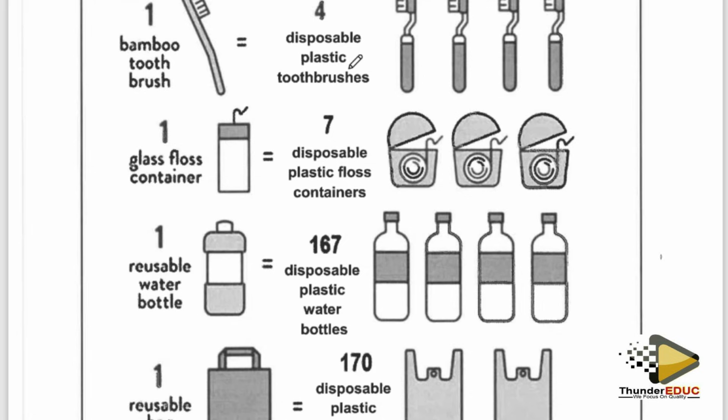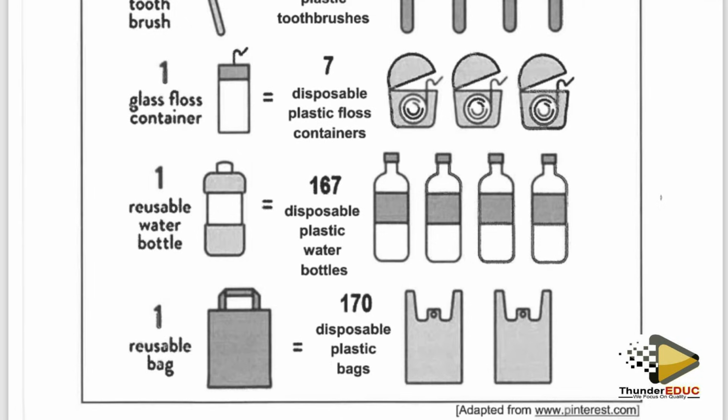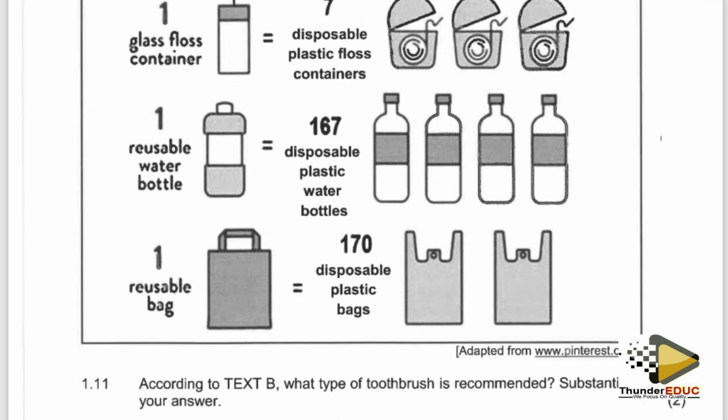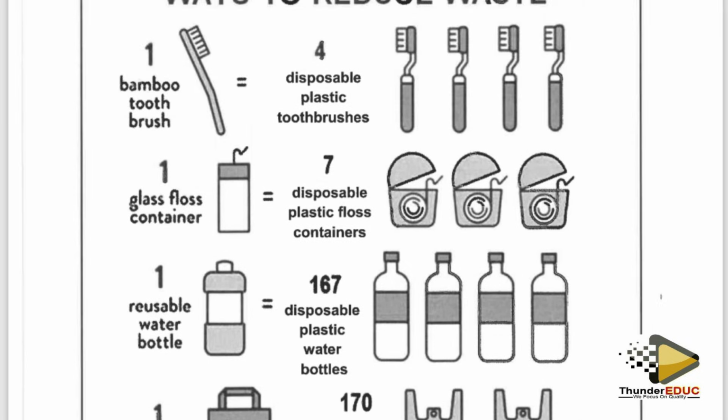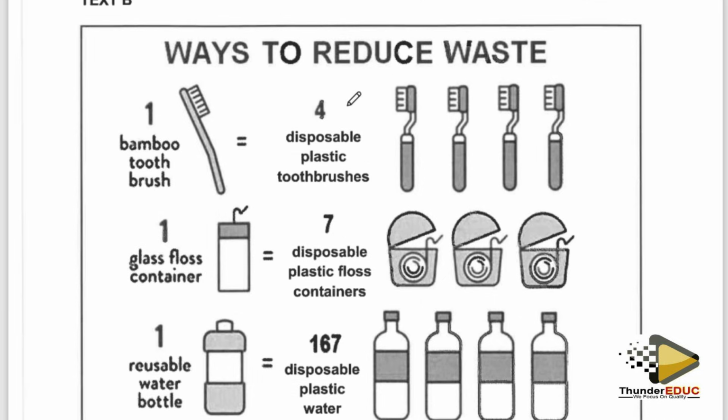We are clear that when we are looking at the visual, the bamboo toothbrush is recommended because it is equivalent to 4 disposable plastic toothbrushes and will still be strong. So we are saying when they recommend the bamboo toothbrush, it's because it is reusable, and using 4 disposable plastic toothbrushes is causing waste. So when we are using only 1 bamboo toothbrush, we are reducing waste by using disposables.